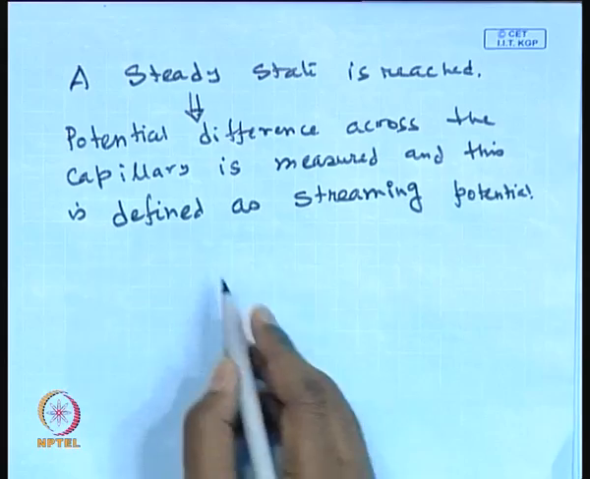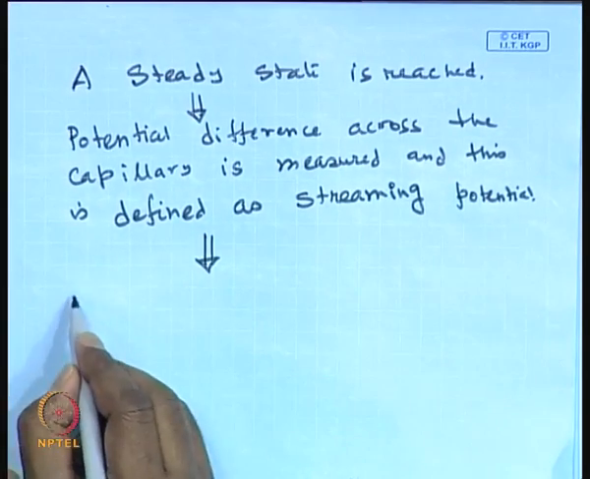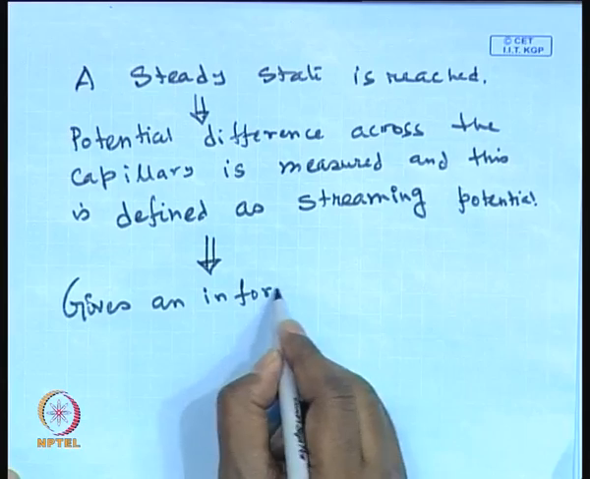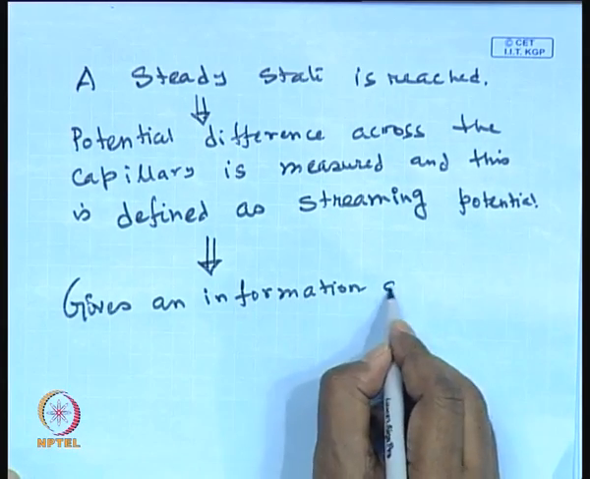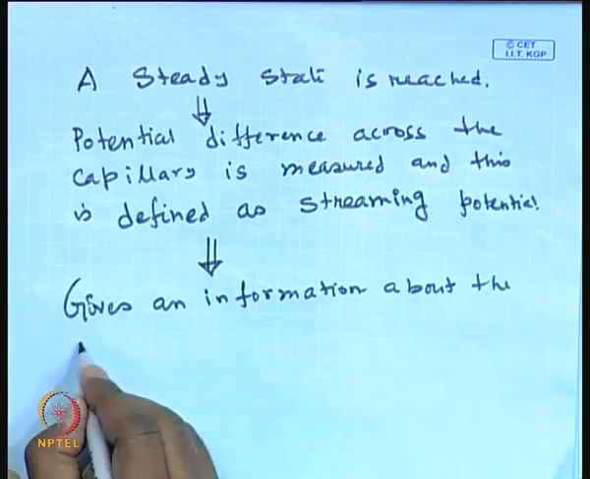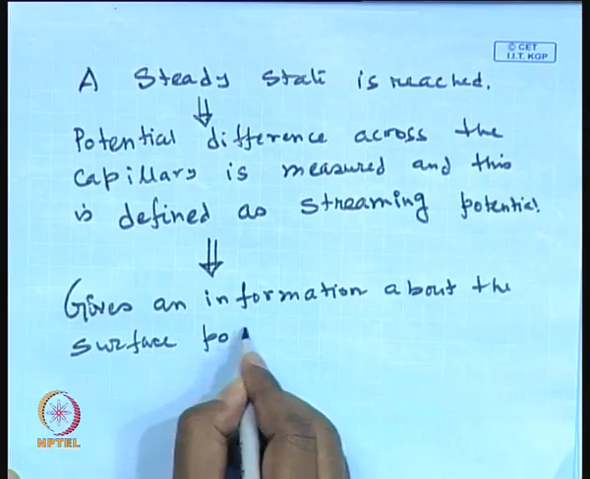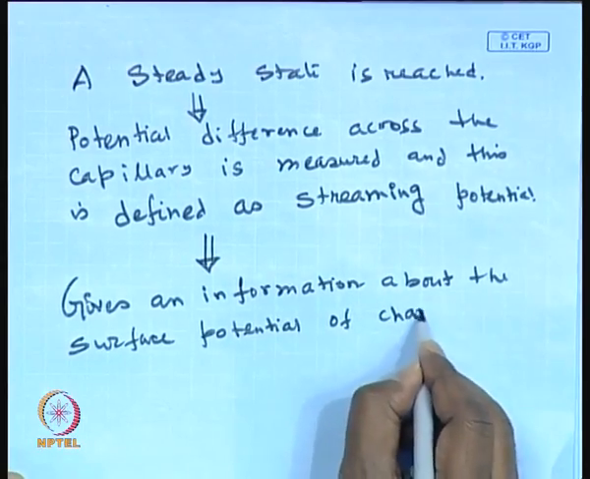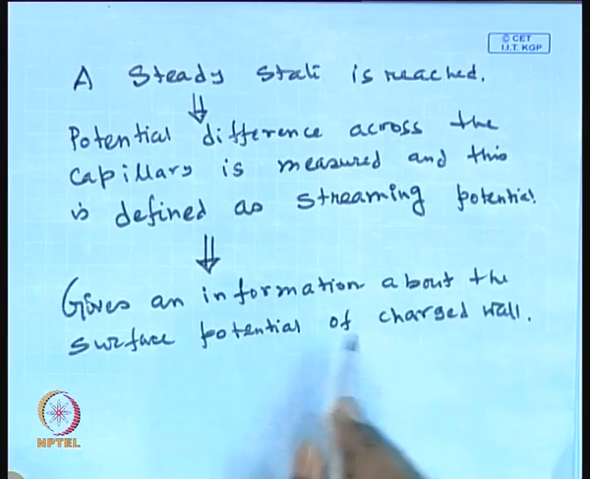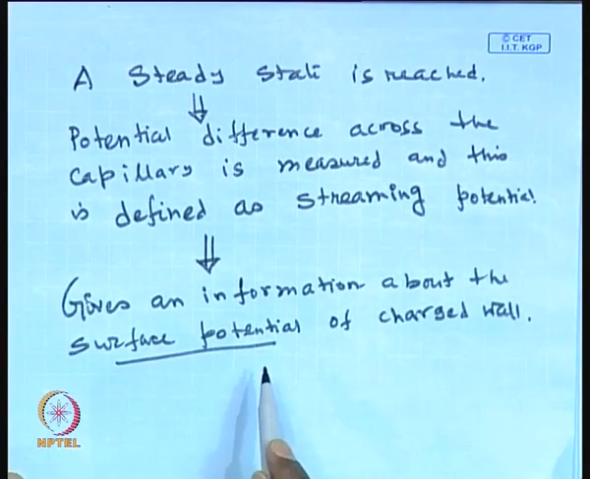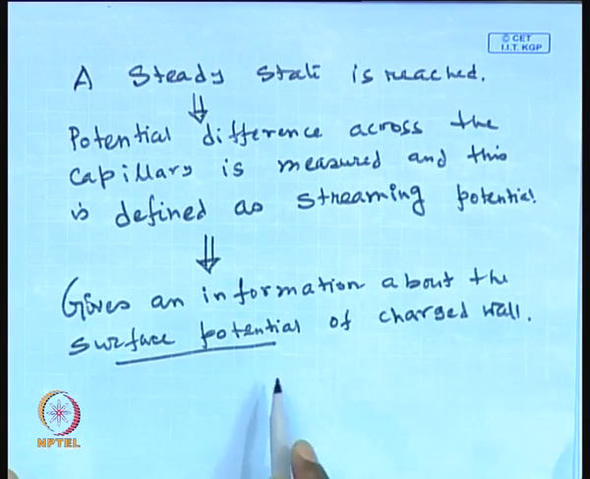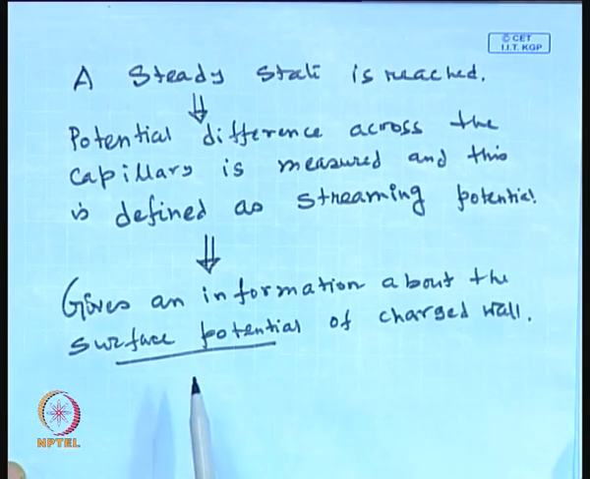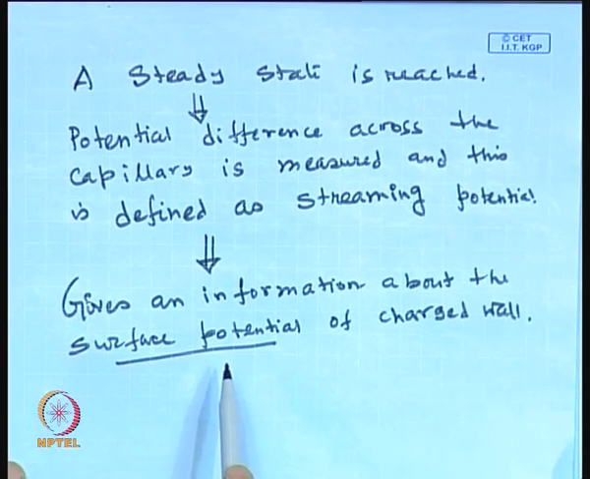Now, why will you measure the streaming potential? The streaming potential will give you information about the surface potential of the charged wall. It can give the surface potential, or it can give the electric charge density, that means charge in coulomb per meter square of the wall. Both electroosmosis and streaming potential measurements give information about the electric potential or charge density of the charged wall.